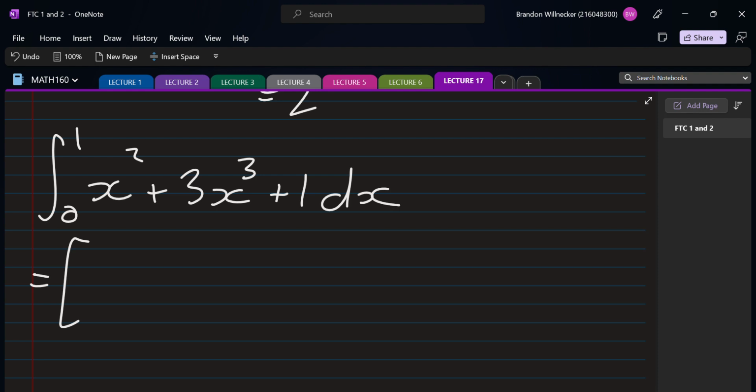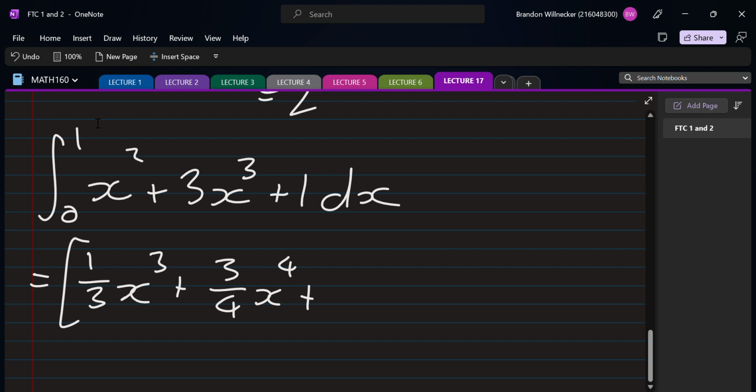Again, square brackets, we need to put the antiderivative. Add 1 to make it 3, divide, so we have 1/3 x cubed, plus add 1 to make it a 4, divide, so we get 3 over 4, x to the 4. And here, there are no exponents to add, but we know that it should be x because the derivative of x is 1. So if you ever forget your rules, think about what you need to differentiate to get back to this. I've got a 1. What do I need to differentiate to get back to 1? x. So it's x, from 0 to 1.